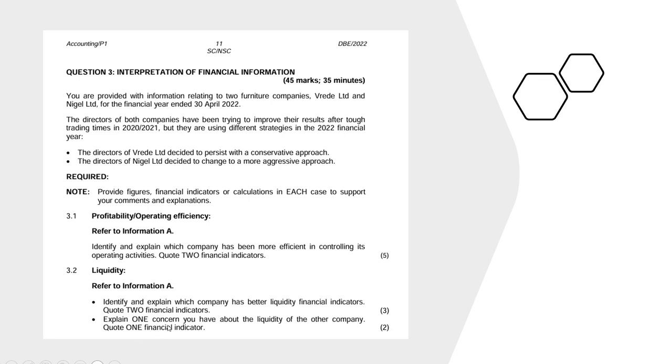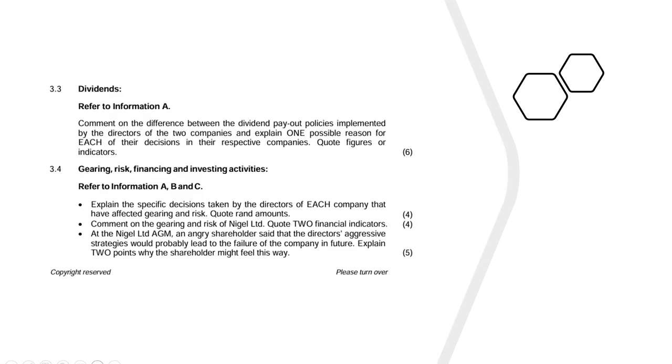Second point, explain one concern you have about the liquidity of the other company. You need to quote 1 financial indicator. So you're looking at the liquidity financial indicators and you explain your concern. We're still continuing on question number 3.